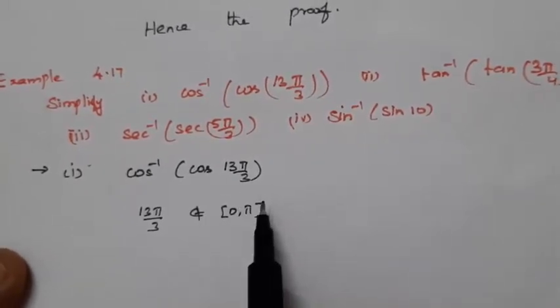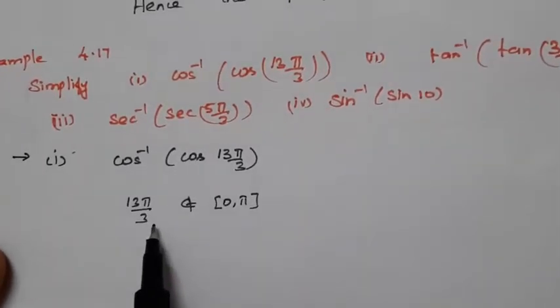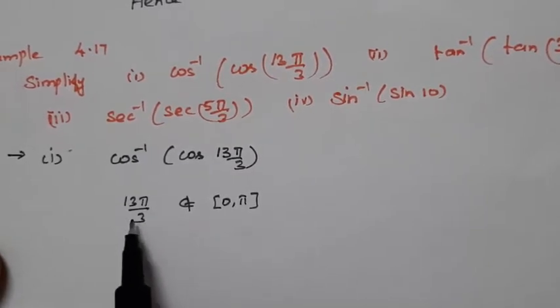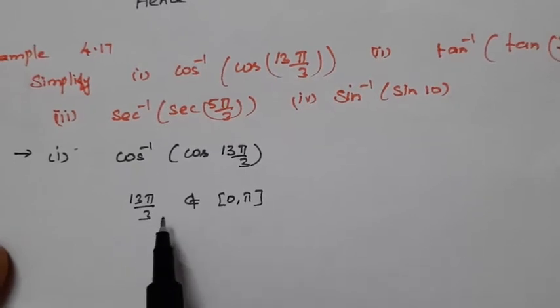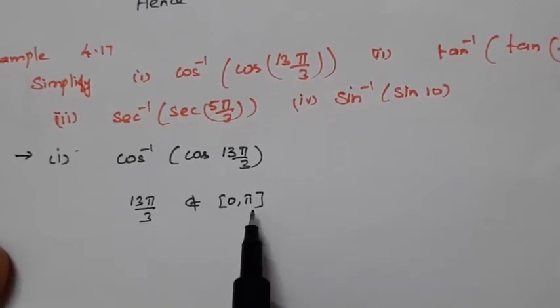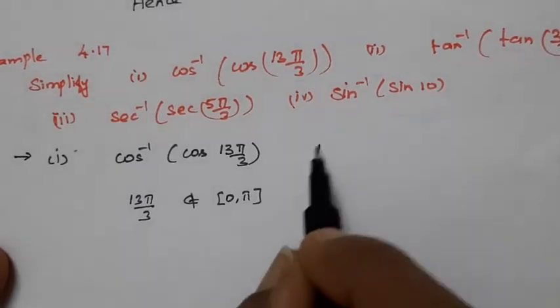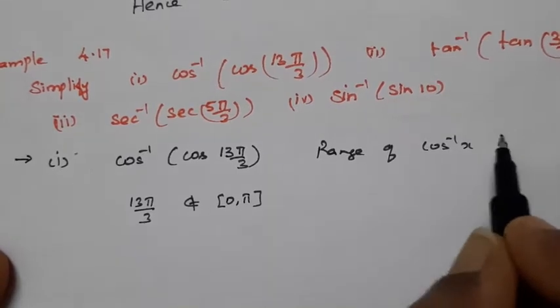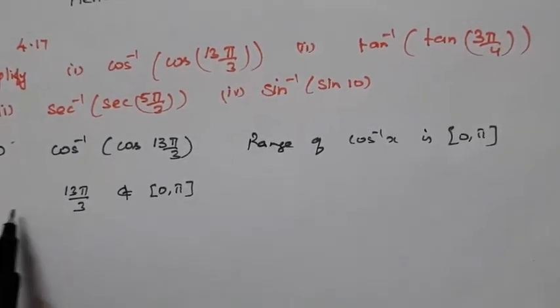Therefore, what you have to do, you are going to express this as a sum of a smaller angle plus a 2 pi, 4 pi or whatever it is. So, you have to express it as a sum of multiples of pi plus another smaller angle which belongs to the closed interval 0 to pi. Okay. So, here you can write that range of cos inverse of x is 0 to pi, as this 13 pi by 3 does not belong to 0 to pi.